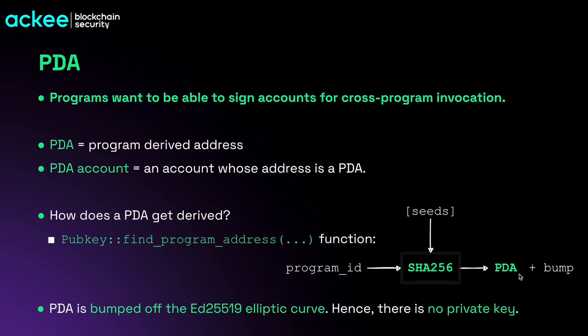Now, when we have our PDA, we're also adding a bump, or Solana is adding a bump. Why are we adding a bump? A PDA needs to be off the elliptic curve because we need to be sure that our PDA has no private key. So essentially, for the whole PDA generation, we're just using the program ID and different seeds, we have a PDA, and then we're adding a bump to be sure that we have no private key for our generated address.